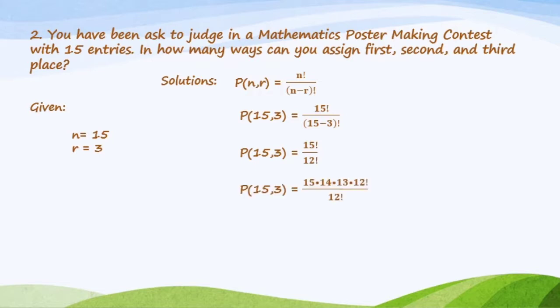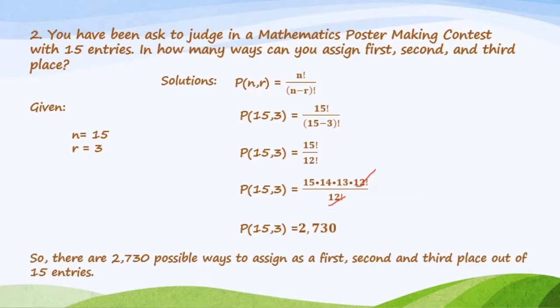P(15, 3) is equal to 15 factorial, which is equal to 15 times 14 times 13 times 12 factorial divided by 12 factorial. Then cancel 12 factorial. Then after that, multiply the remaining factors, which are 15, 14, and 13. So P(15, 3) is equal to 2,730. Therefore, there are 2,730 ways to assign the 15 entries as first, second, and third place.